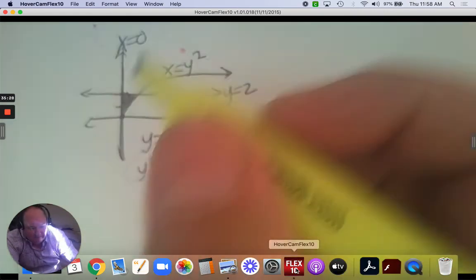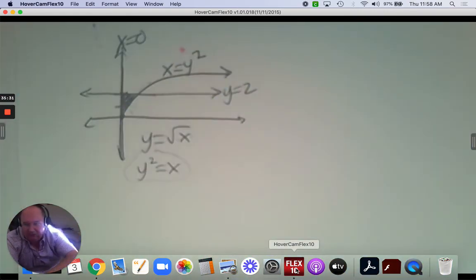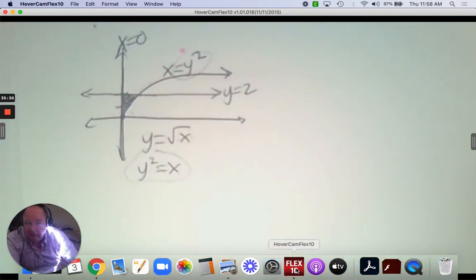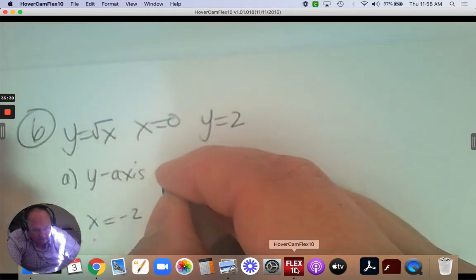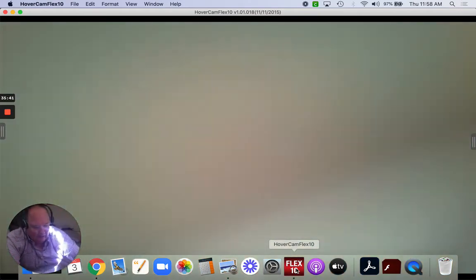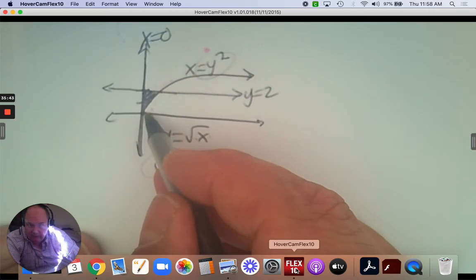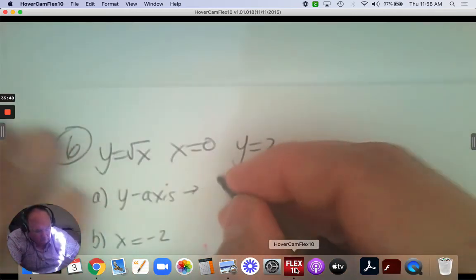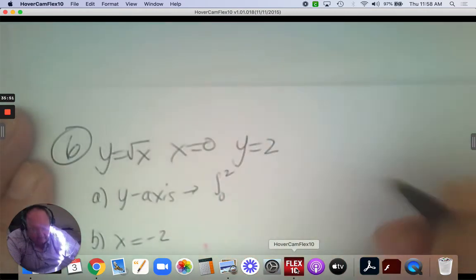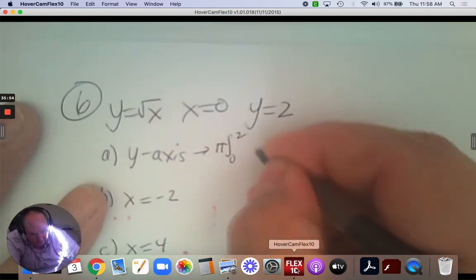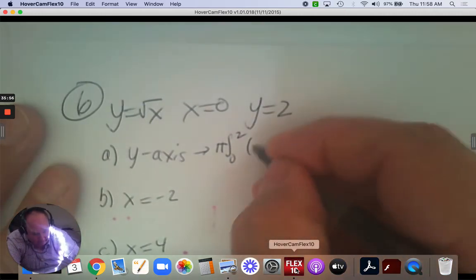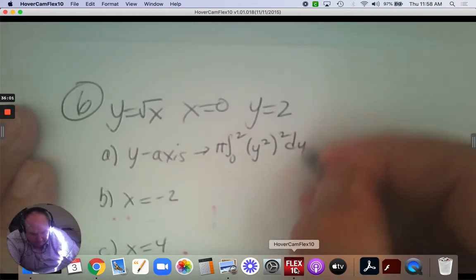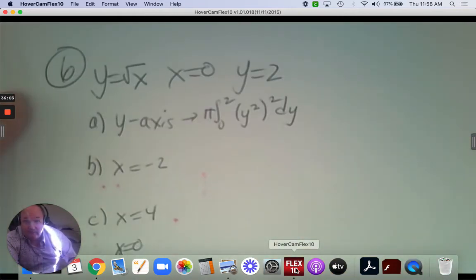So now what's my radius here? It's going to be right subtract left. So right subtract left would just be y squared take away 0, which is y squared. And what are my bounds? I need an upper bound and a lower bound. Well, the lower bound is 0, and the upper bound is 2. So here's your lower limit and your upper limit, 0 to 2. One circle, pi r squared, and we just said the radius is y squared take away 0, or just y squared. Make sure it says dy at the end, and that's it.